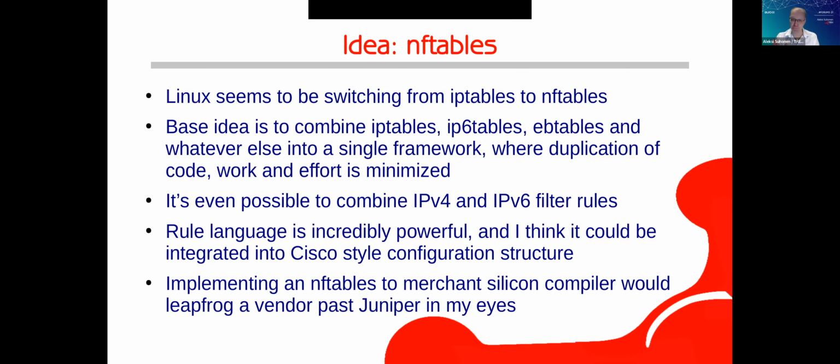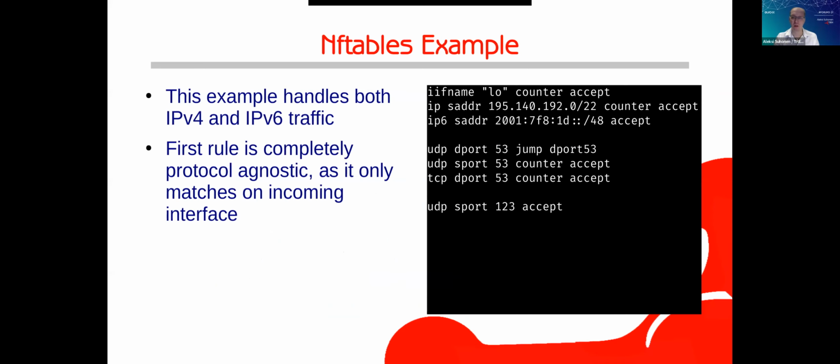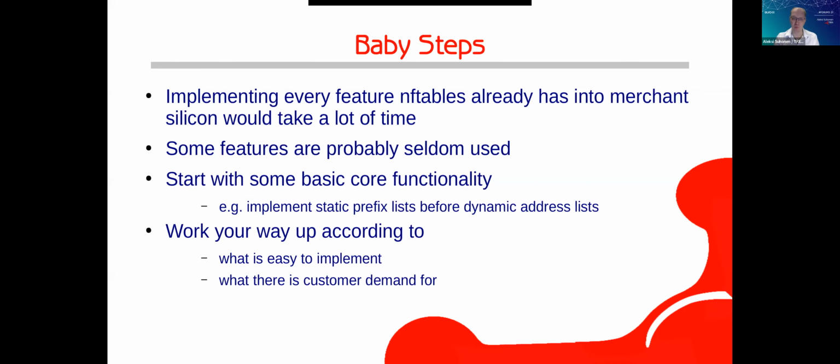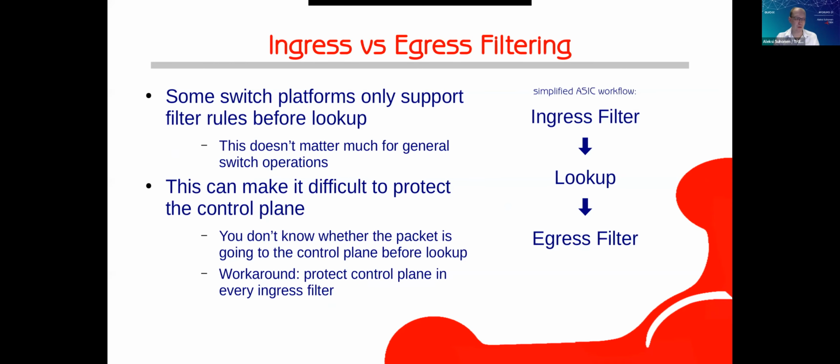So basically, one idea for the other vendors would be to just adopt something that already exists, like Nftables. And there are some examples about that. You don't have to do it all in one go. And then there's another feature that I run into with some switch vendors: some switch vendors do not actually implement egress filtering, and this can make it very difficult to protect the control plane. But since I don't have time for the elaborate description of the attack, maybe we'll leave this for another time.